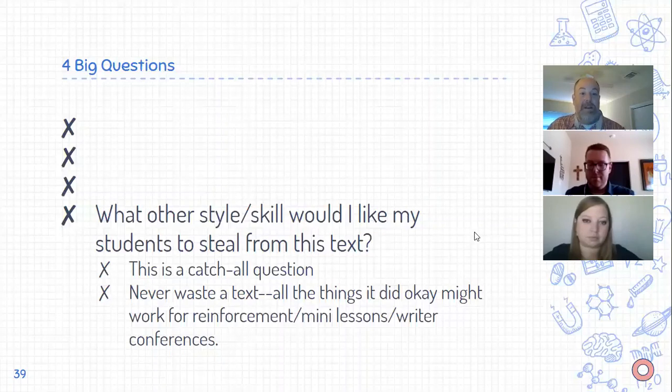The last question is what I like to call my catch-all question. What other skill or style would I like my students to steal from this text? That text did structure well. That text has a pretty good closing sentence. That essay had a couple of other things that we noticed. You may have noticed some other things. You've spent that much time in the text on the main lesson of reading it and breaking it down. You spent that much time looking at, we're stealing the evidence writing move. The kids have it in their mind, and there are other pieces that you can use it for.